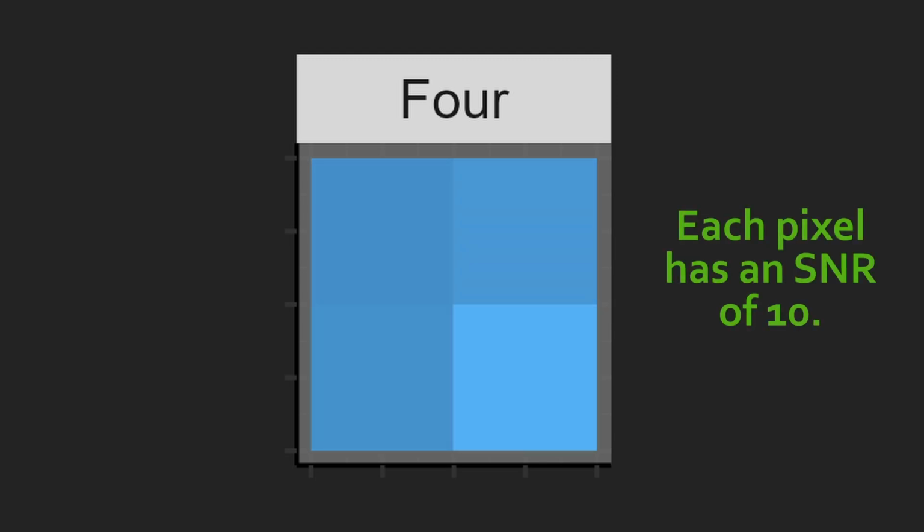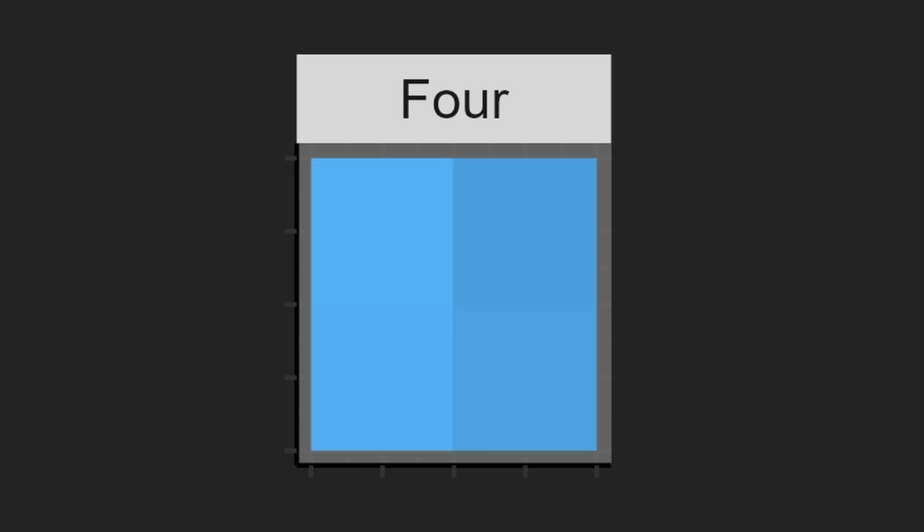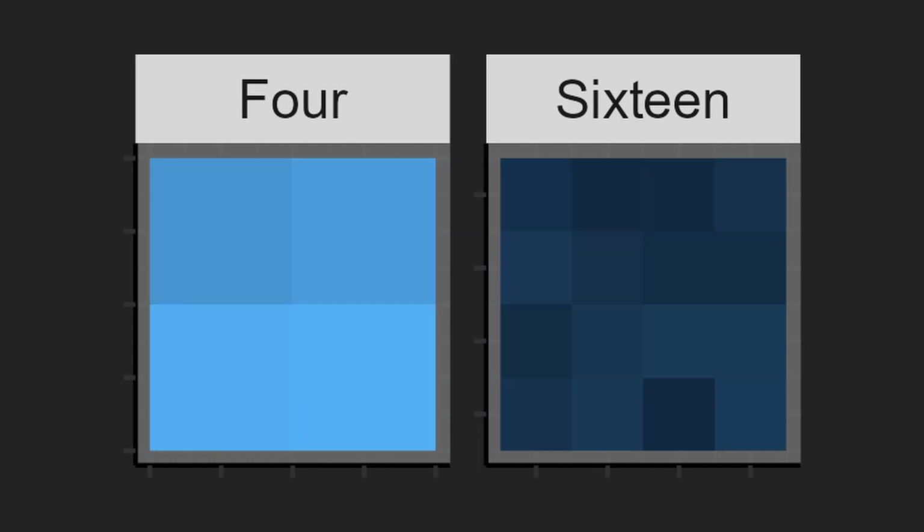Let's say that we have a group of 4 pixels. Each pixel gets 100 photons like in the previous example. The SNR of each pixel is 10. Now let's say that the same area has 16 pixels. Each pixel now only has an SNR of 5.